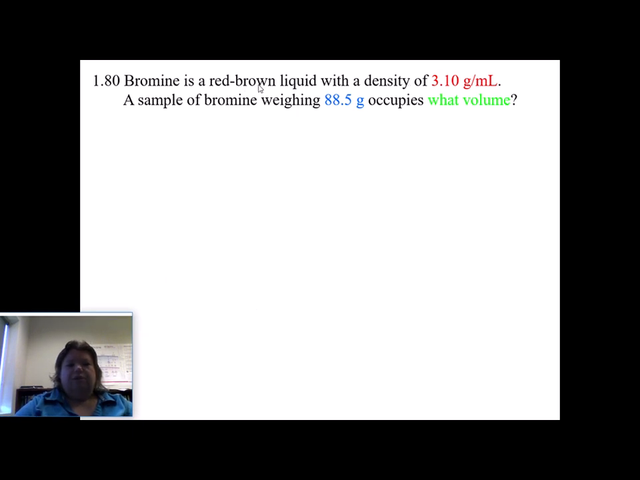Alright, bromine is a red-brown liquid with a density of 3.10 grams per milliliter. A sample of bromine weighing 88.5 grams occupies what volume? Again, I've highlighted them in red. They're not in red in the textbook. Density is 3.10 grams per milliliter, mass is 88.5 grams, and what I'm looking for is volume, and typically the volume is in milliliters.